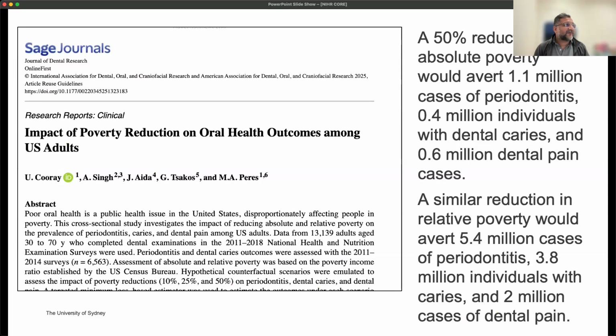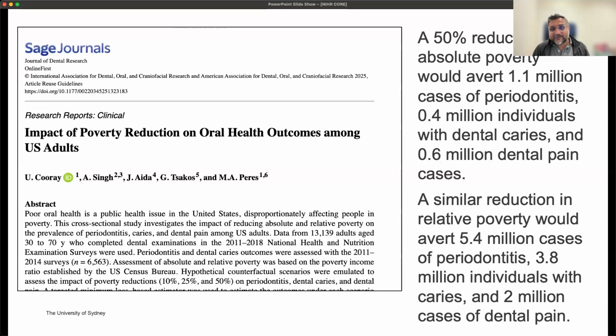It's really interesting. We did a recent study, and Anupul did a fantastic job at this, where he quantified what's going to happen to oral health outcomes in US adults if you reduce poverty. And he used fancy counterfactual methods. But one of the striking things was that absolute poverty may not be such a big issue in the US, but relative poverty is. A reduction of 50% in relative poverty would avert 5.4 million cases of perio, 3.8 million individuals with caries, and about 2 million cases of dental pain.